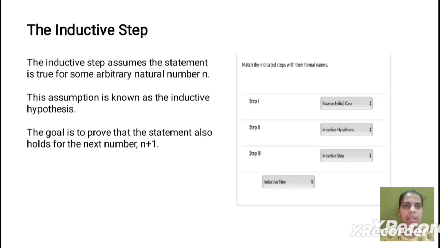The inductive step. The inductive step assumes the statement is true for some arbitrary natural number n. This assumption is known as the inductive hypothesis. The goal is to prove that the statement also holds for the next number, n plus 1.